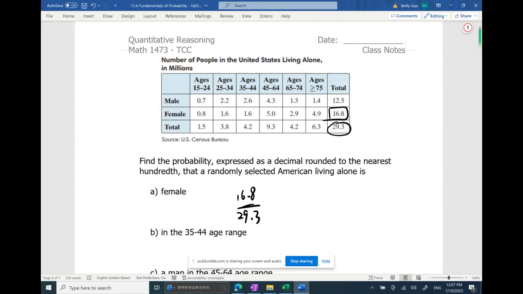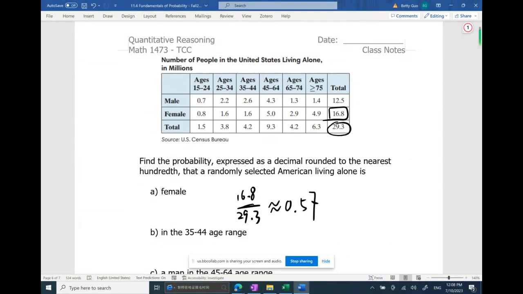If we divide 16.8 by 29.3, we get a decimal, and rounding it to the nearest hundredth, we would have 0.57. Round it down, and that's it. It depends on how the problem instructs you to round the result.